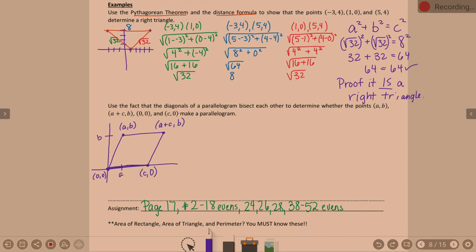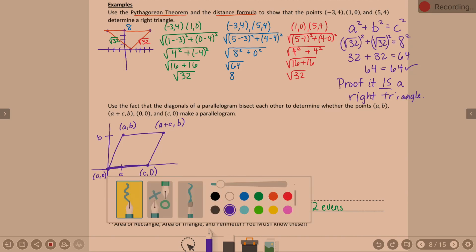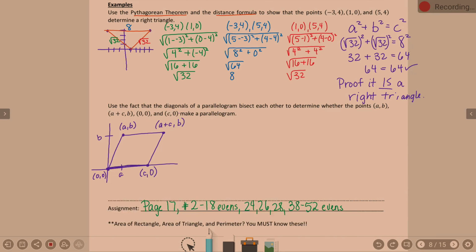So we have a parallelogram here. We are trying to use this fact to prove that the diagonals bisect. What are diagonals? They go from one corner to the opposite corner. What point am I trying to find? That middle point right there. That's where they bisect each other.